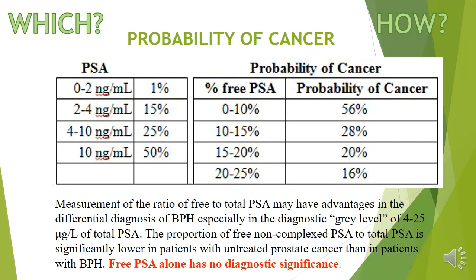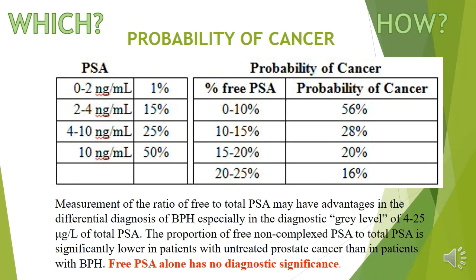If percentage free PSA is 20 to 25%, there is a 16% probability of cancer. We use percentage free PSA when the total PSA is in the gray zone, between 4 and 25. Less than 4 is normal, and in the 4 to 25 range there is a possibility of cancer, because above 10 there is a 50% chance. At that point, to decide whether it is cancer or a benign condition, you have to use percentage free PSA. But please remember that free PSA alone has no diagnostic significance, although many clinicians request only free PSA. You have to do percentage free PSA or total PSA.